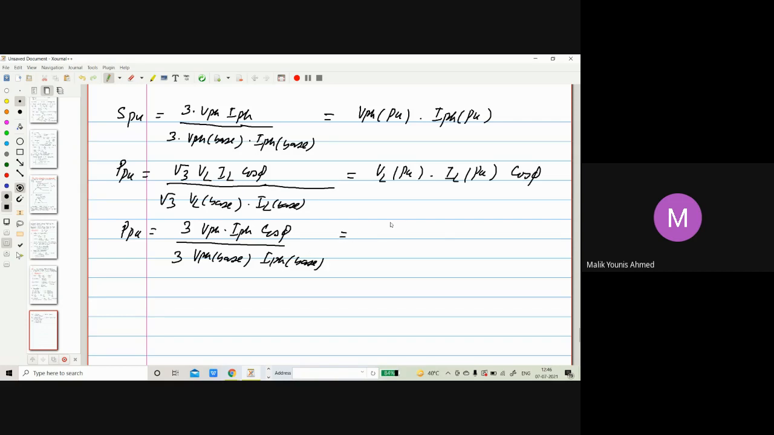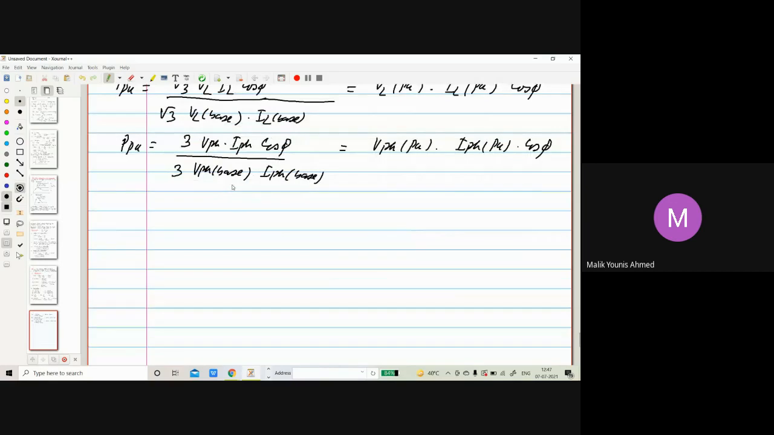V phase divided by V phase base will be V phase per unit multiplied by I phase per unit. Again, I phase divided by I phase base per unit multiplied by cos phi. So this is how we write the real power in terms of the base values, or the per unit value. Last is Q per unit. So Q per unit we will do that. After that, we'll conclude this lecture.